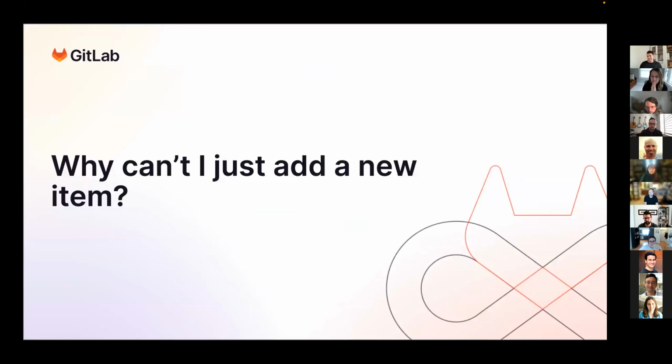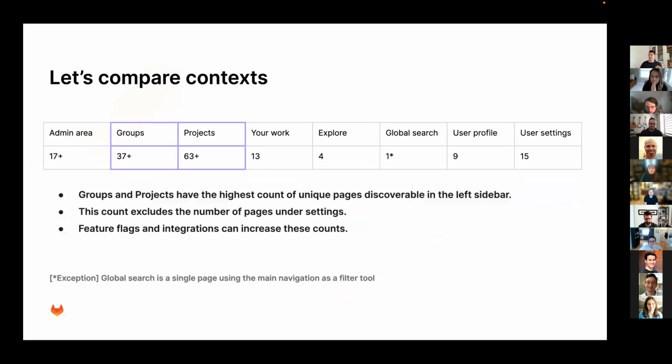Now, why can't I just add something? Why can't I add a new item? Let's do just a historical rundown here. If we compare the different contexts you can be in inside GitLab, I'm highlighting groups and projects specifically because that's where users spend a lot of time, and we've grown to have a lot of pages in the sidebar.